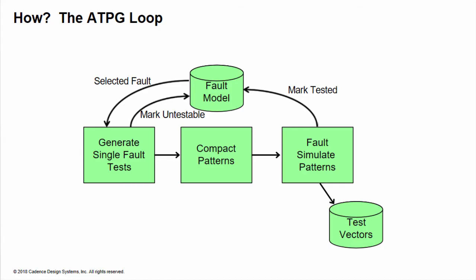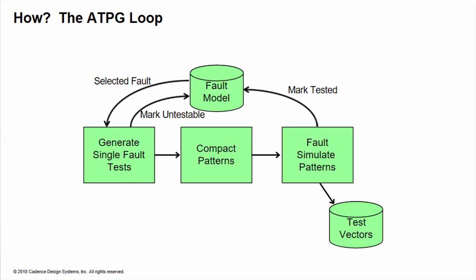This is a basic structural ATPG loop. A single fault is randomly selected from the consolidated fault model. The test generator attempts to generate a test for that fault. If unsuccessful, the fault is marked as untestable and another fault is selected. If a pattern is successfully generated, it's passed to the compaction program. This program merges tests that are compatible, which means that they have the same clocking sequence, which we have not introduced yet, and no conflicting values on any input, into single patterns.